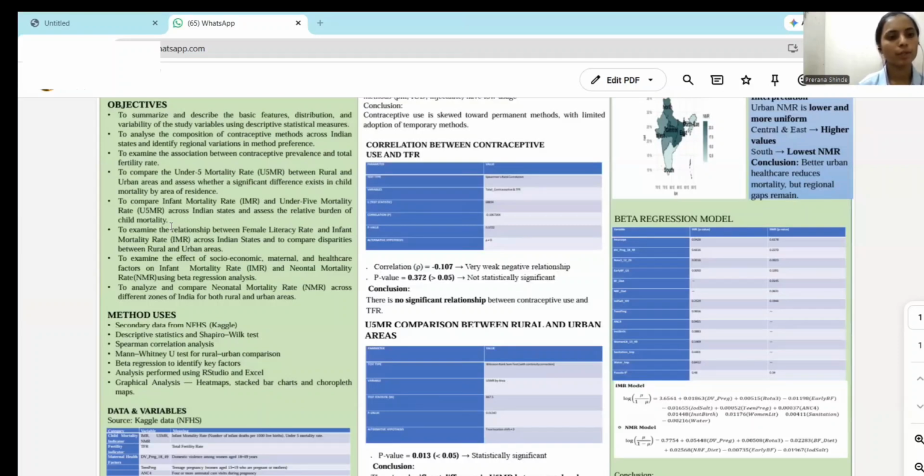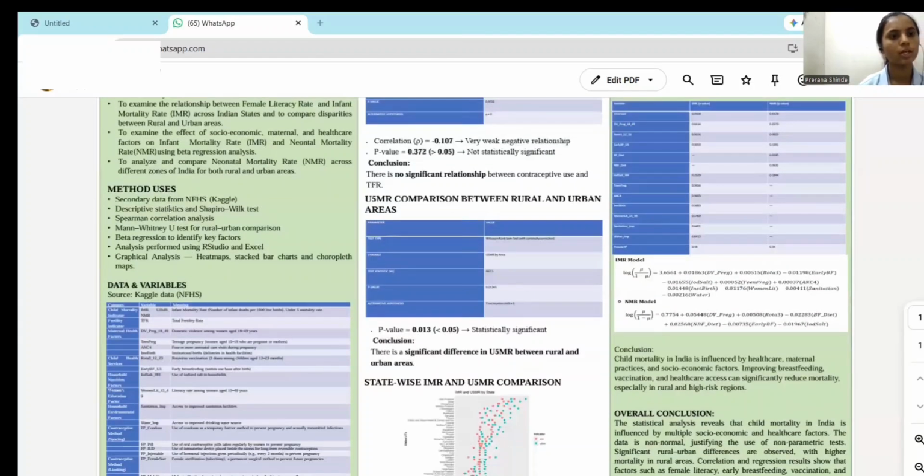Next one is to examine the effect of socioeconomic, maternal, and healthcare factors on infant mortality rate and also on neonatal mortality rate using beta regression. Last one is to compare neonatal mortality rate across different zones of India for both rural and urban areas. In that, we have to use the following methods.